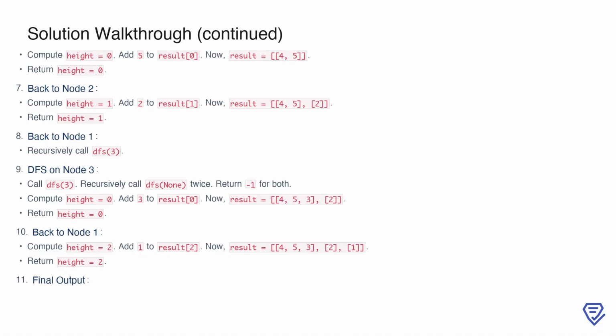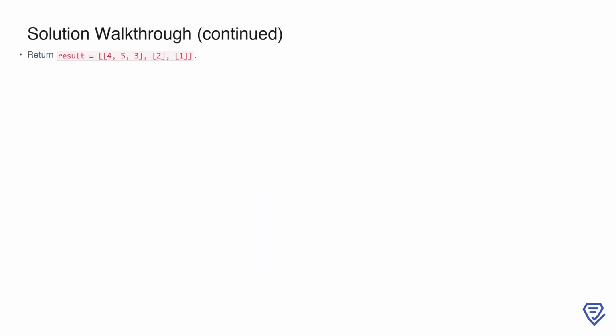The height of node 3 is computed as 0, and we add its value to result[0], updating result to [[4, 5, 3], [2]]. The height of node 3 is returned to node 1. Finally, at node 1, with heights of 1 from node 2 and 0 from node 3, we calculate its height as 2. We ensure result has space for height 2, appending an empty list if needed, and add node 1 to result[2]. The final result for this tree is [[4, 5, 3], [2], [1]], which is returned as the output.